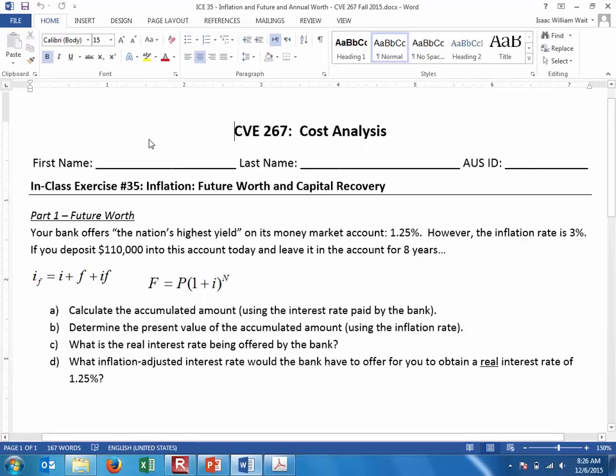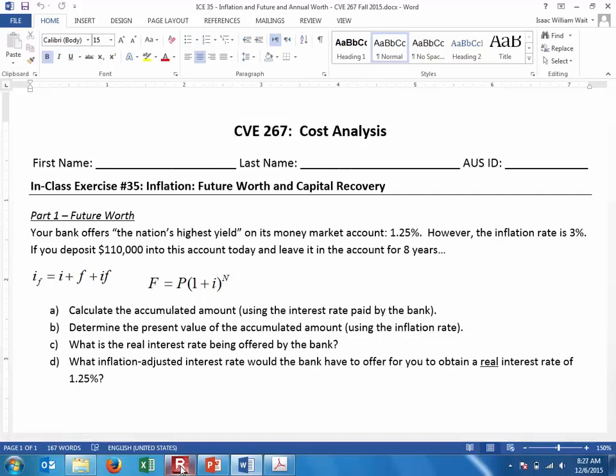All right, so here's the description where the bank is offering us less than the inflation rate. The amount they actually pay is 1.25%. And so in part A, where you're supposed to find the accumulated amount, that's talking about what is the actual number of dollars that will be in the account at the end of 8 years. And so you should use this i sub f, the market interest rate, to find the future number of dollars in the formula there.